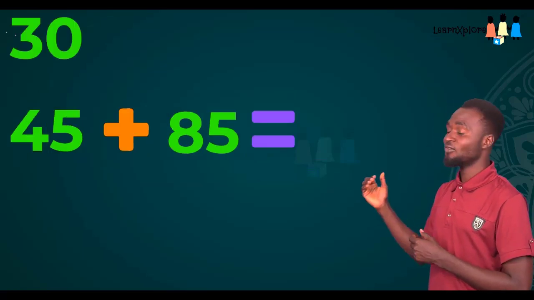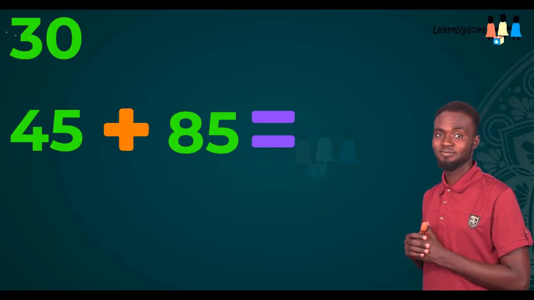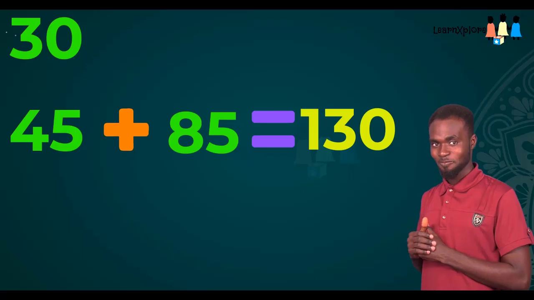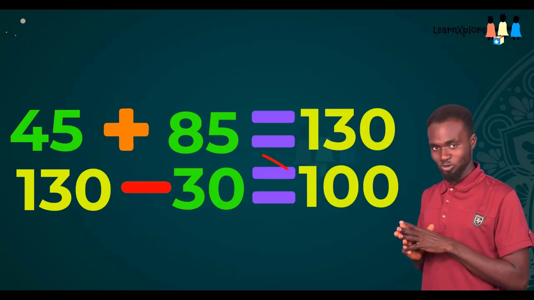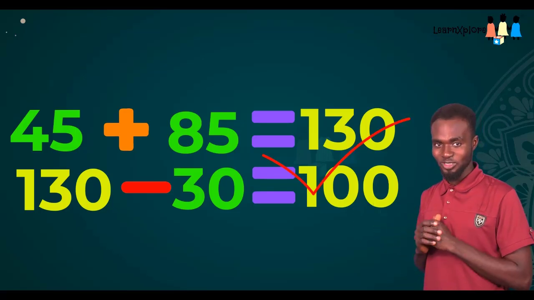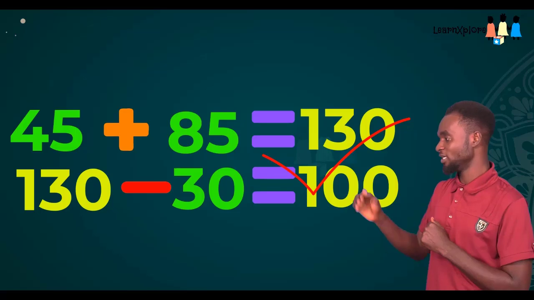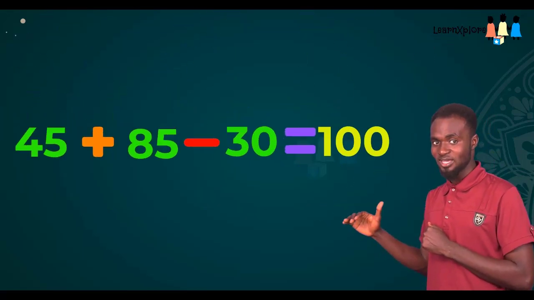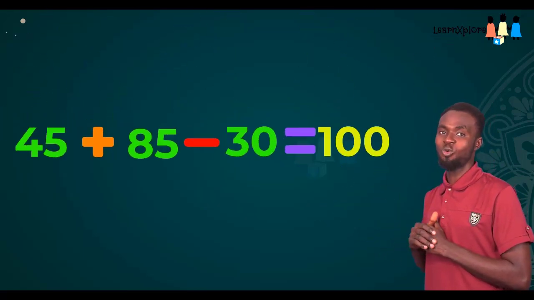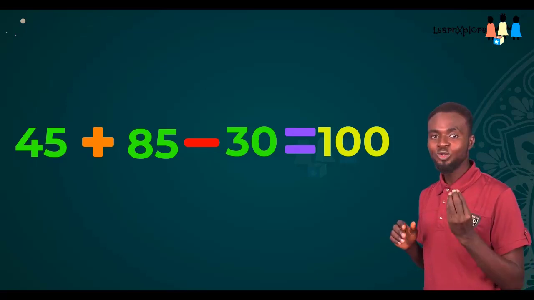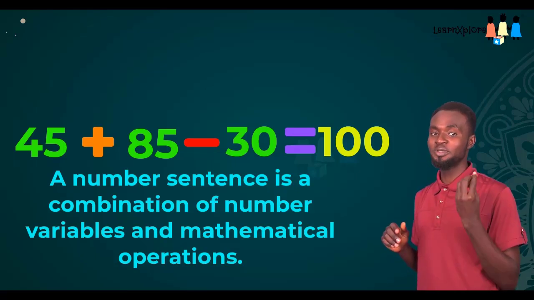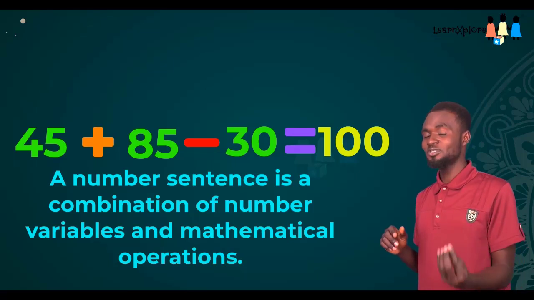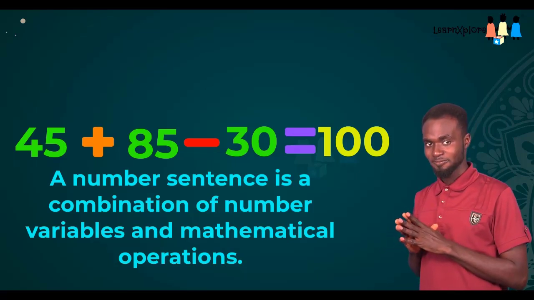So if you said 45 plus 85, that will give us 130. Now if you subtract 30 from it, it will be exactly 100. So the second combination is the correct one. So the number sentence here will be 45 plus 85 minus 30 is equal to 100. Now take note that a number sentence is a combination of numbers and mathematical operations. Sometimes it could be a combination of numbers, variables, and mathematical operations.